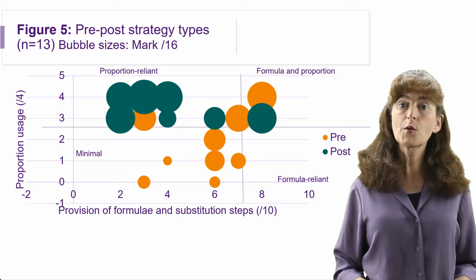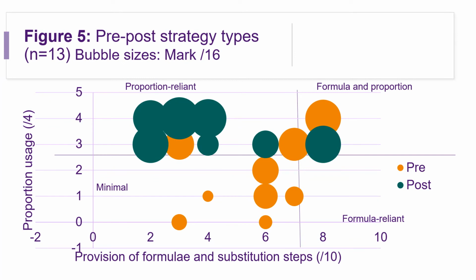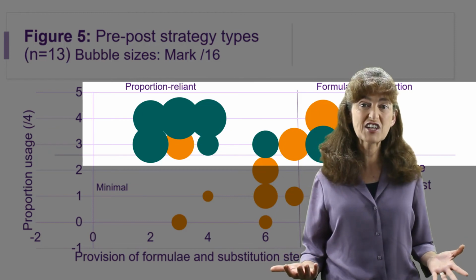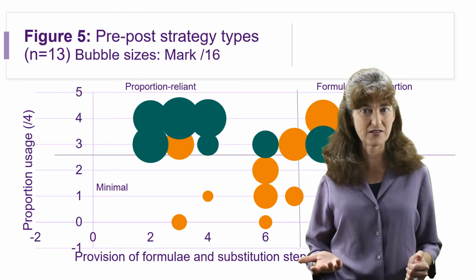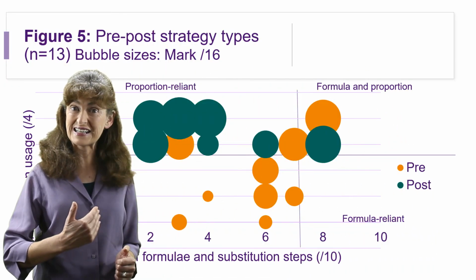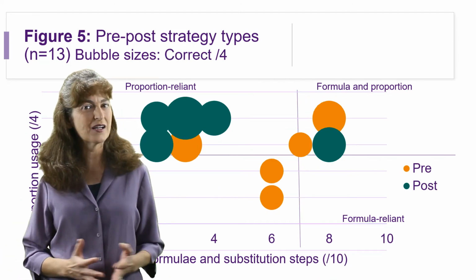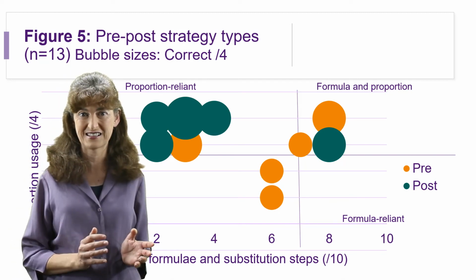For the current study, it's premature to perform any statistical analysis, but this is a graph showing the pre-post comparison according to strategy. This time, the bubble sizes represent the marks obtained out of 16. We can see clearly larger bubble sizes for the higher proportion usage categories than the lower proportion usage categories, matching the previous findings. And we also see clearly larger bubble sizes for the post-test than the pre-test. And this is a similar graph, but now with the bubble sizes representing the score of correct answers.